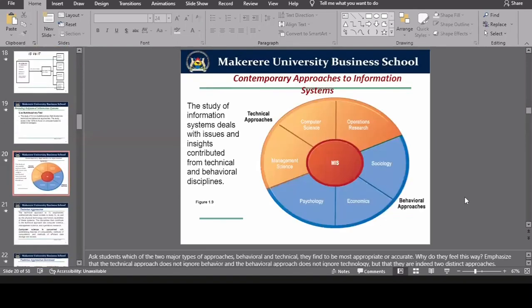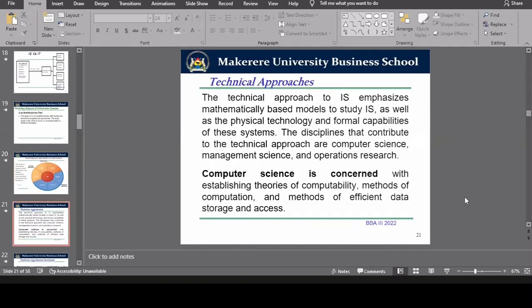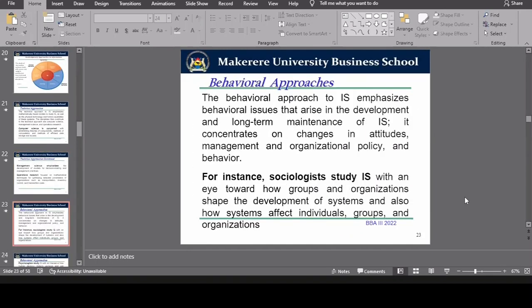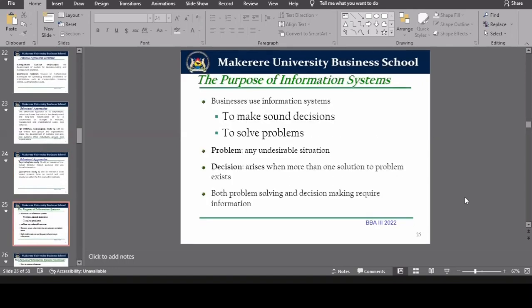This I can skip for now. Some of these things you'll read, and as you read, they're just foundations for information systems. Some of these I don't want to spend a lot of time on.